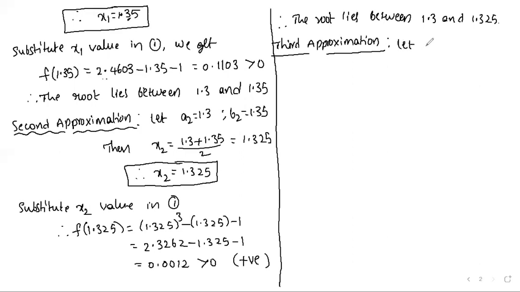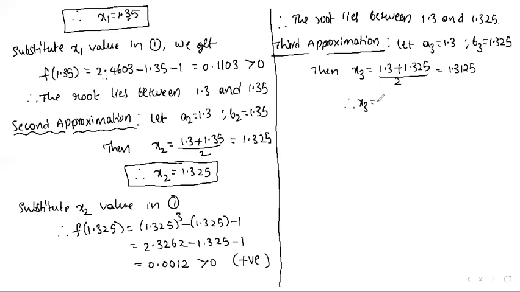Let a3 is equal to 1.3, b3 is equal to 1.325, then x3 is equal to 1.3 plus 1.325 divided by 2 is equal to 1.3125. Therefore x3 is equal to 1.3125. Look at the x2 value, how much it came: 1.32, and this is 1.31, so only one decimal place is equal now.